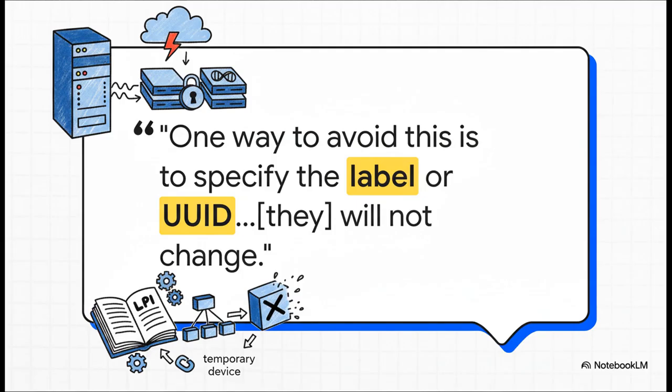And this quote from the LPI learning material just nails it. The whole secret to avoiding those boot time headaches is to use an ID that's part of the file system itself, the label or the UUID, not some temporary name the kernel just decided to use that day.